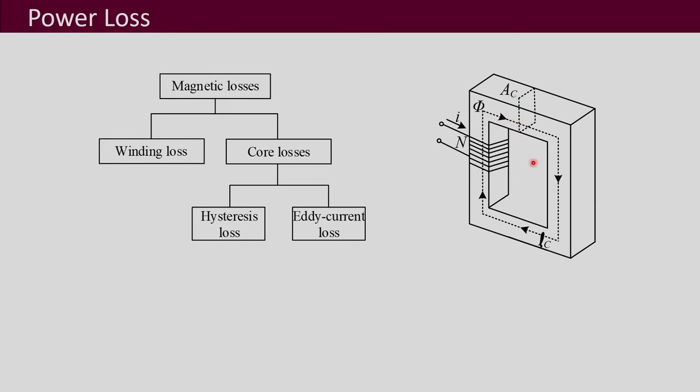So when we use magnetic cores and wind n number of turns on it, we have windings and the current is flowing through it. There are two main types of losses that take place. One is your winding loss and second is your core loss. And this core loss consists of two parts. One is your hysteresis loss and another is your eddy current loss.